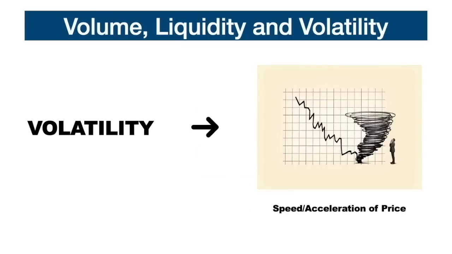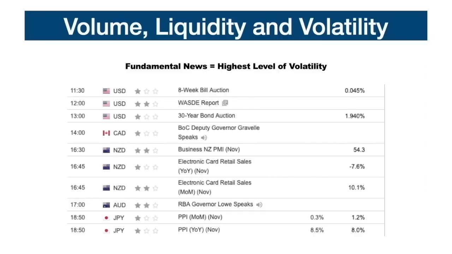Volatility, on the other hand, represents the speed of price movement. Once the volume of an asset establishes a winner between bulls and bears, it will therefore accelerate in an upward or downward direction, which is defined as the volatility of the price. When the prices of interbank quotes change quickly, it means that there is a phase of high volatility. The highest level of volatility occurs when fundamental news are released.